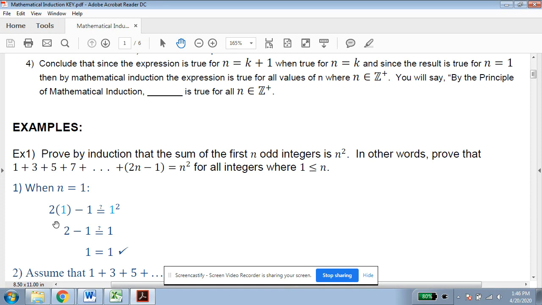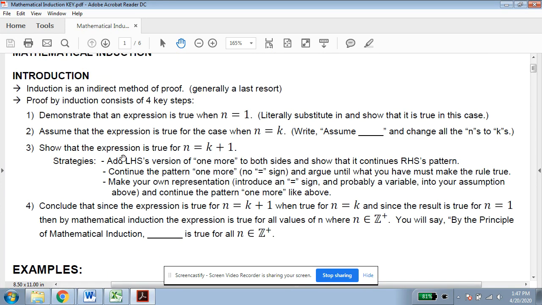Now I'm going to do the algebra one step at a time to show that both sides simplify to be the same thing. 2 times 1 is 2. That 2 minus the 1 that I already had is 1. On the right-hand side, 1 squared is 1, which does end up being the same as the left-hand side. Check.